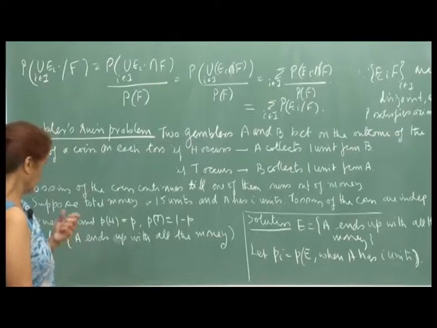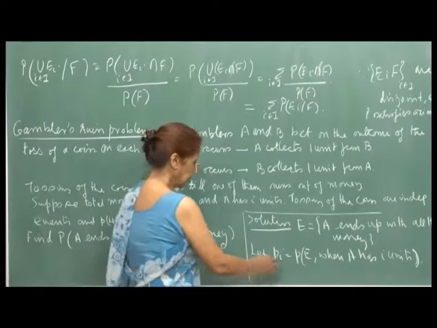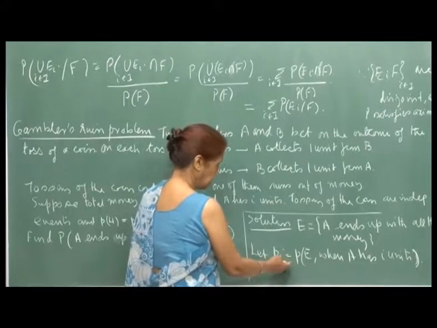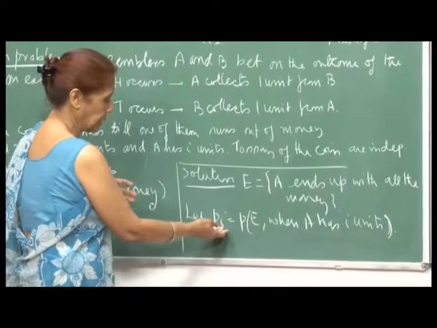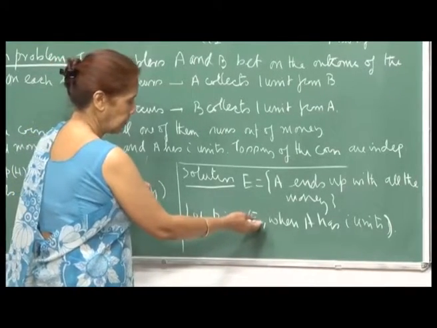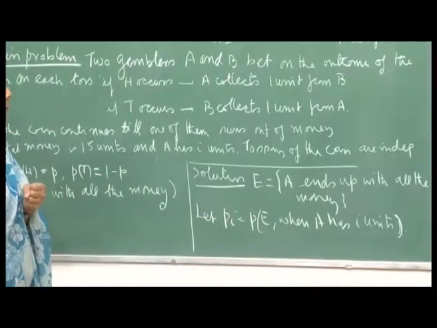So, let E be the event that A ends up with all the money, and let P_i denote the probability, because we are starting the game when A had i units. So, I am just denoting it by P_i, which is the probability of E, A ending up with all the money, and A had i units to start off, right.